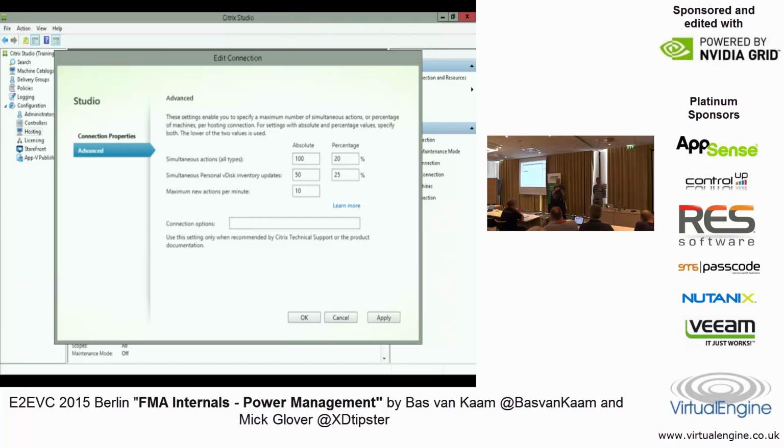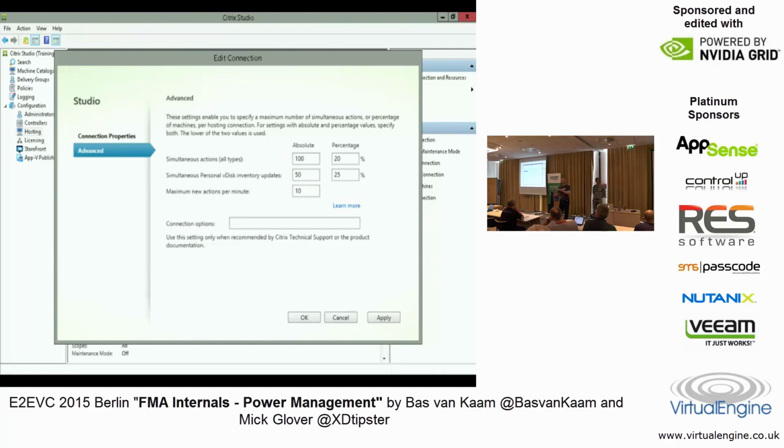If we go all the way back to XenDesktop 4, the throttling values had to be configured in the configuration files of our .NET services on the controller. Since XenDesktop 5, of course, we had UI options to configure all of this. So we pretty much have absolute and percentage values. So we essentially have simultaneous actions, all types, simultaneous personal vDisk inventory updates, and maximum new actions per minute values.